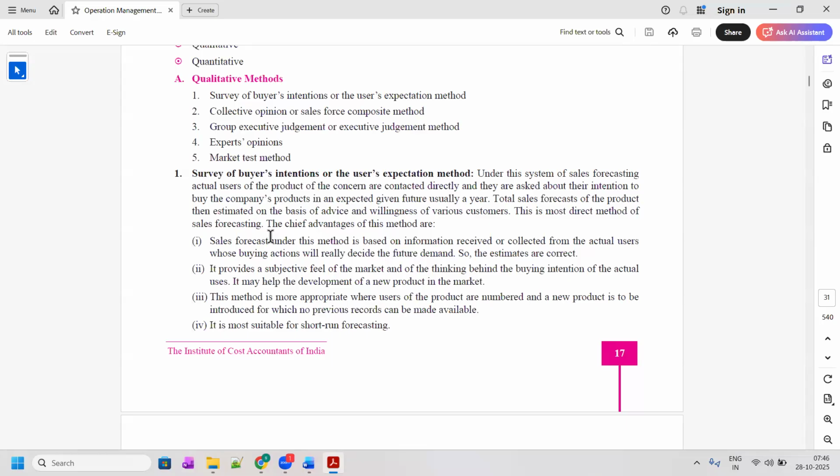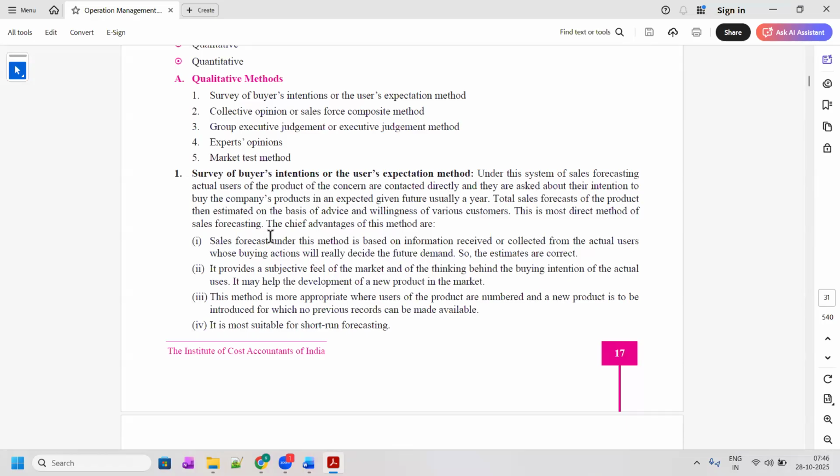It's a very subjective feel for the market, and the thinking behind the buying intention of the actual user ultimately helps in understanding the sustainability or acceptability of the product in the market. It helps in sales forecasting, because the information is collected from the actual users, whose buying action will really decide the future market. So the estimates are good here.